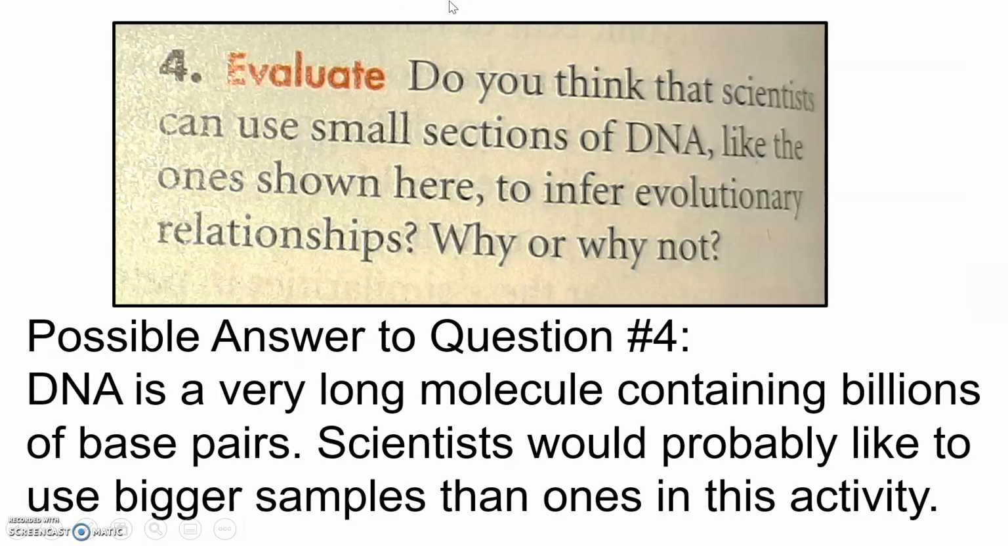Number 4, do you think that scientists can use small sections of DNA, like the one shown here, to infer evolutionary relationships? Why or why not? Well, we know from our studies that DNA is a very long molecule containing billions of base pairs, A's, T's, G's and C's, and the one that we saw in our book was only 40. And scientists would probably like to use a bigger sample than the little teeny ones that we saw today.